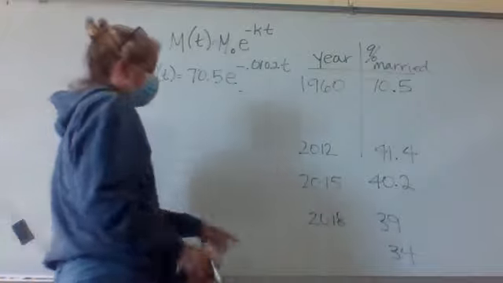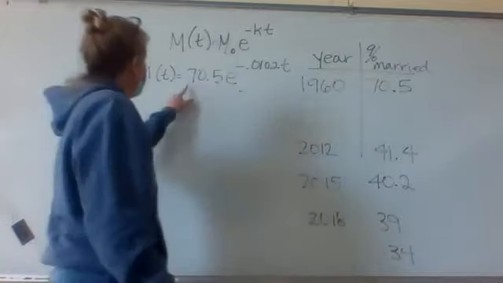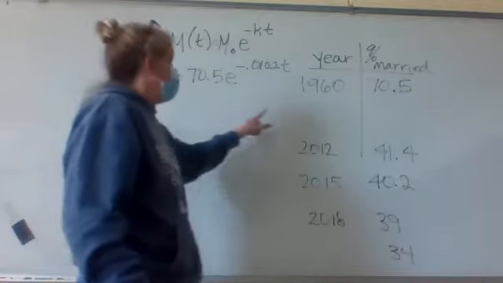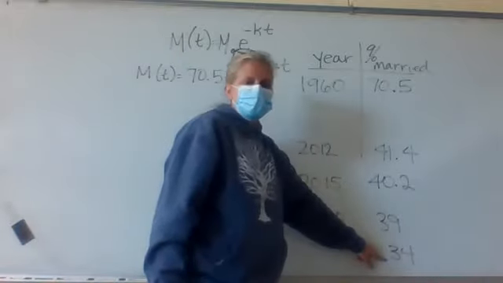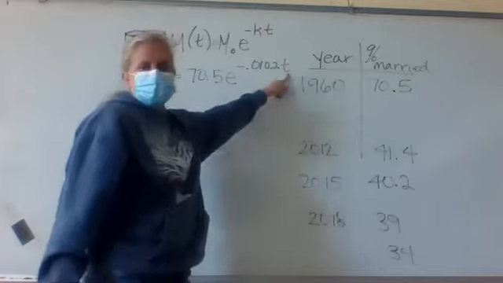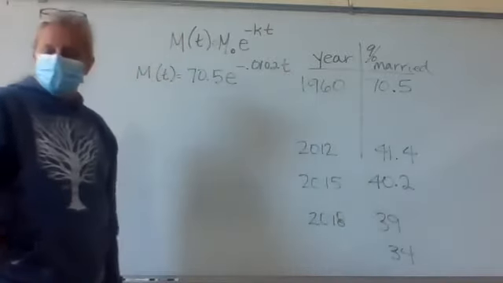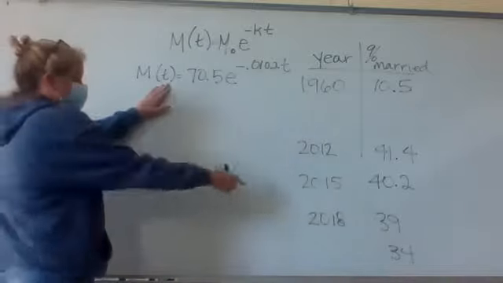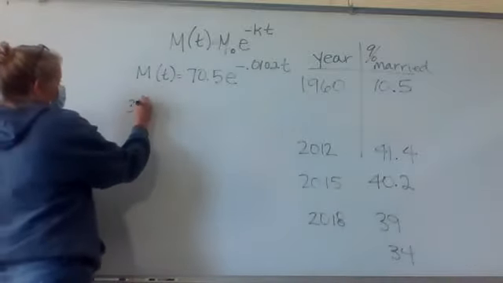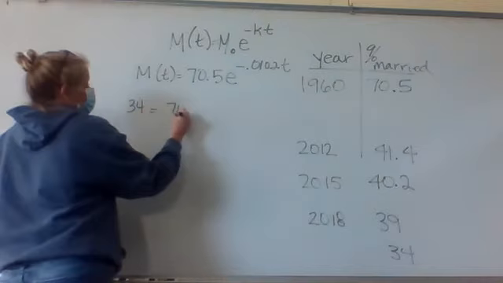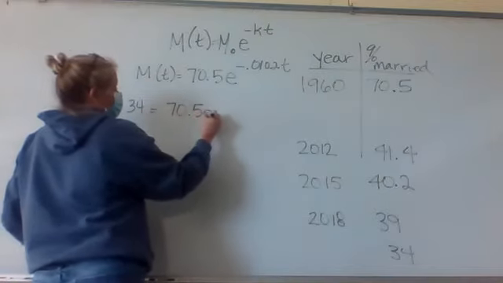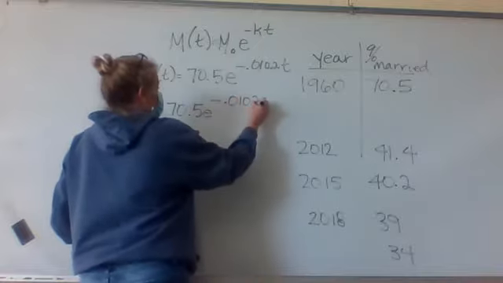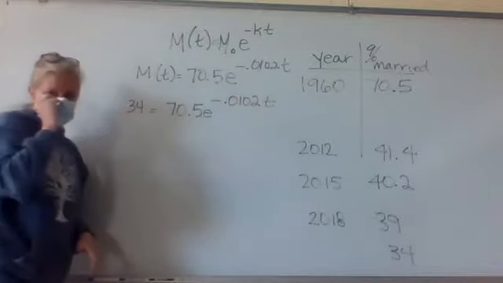So now, of this, do I know the end amount? Now I know the end amount is 34. What I don't know is this T. That's what I'm going to be solving for. I don't know what year it is. Okay, so I know the end amount is 34 equals 70.5 e to the negative 0.0102 t. I don't know the t.